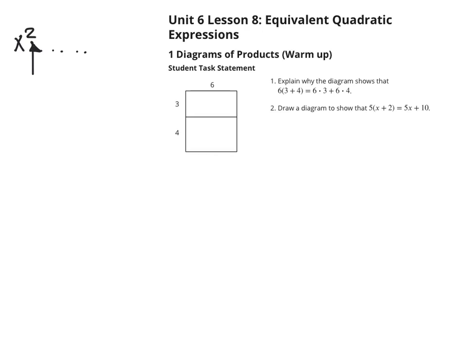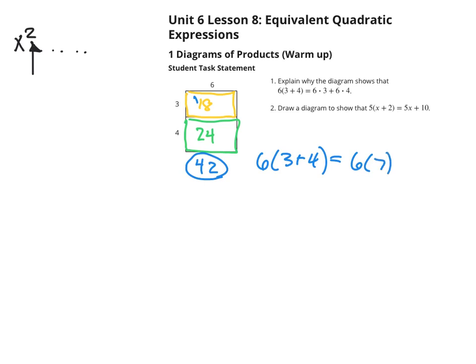As we present problems like this, we talk about the area in that square. The area in that square is 6 times 3, which is 18. And then the area in this square is 6 times 4, which is 24. If I add those together, the area of those squares together is 42. Now that's the same as 6 times (3 plus 4), which is 6 times 7, which is 42.